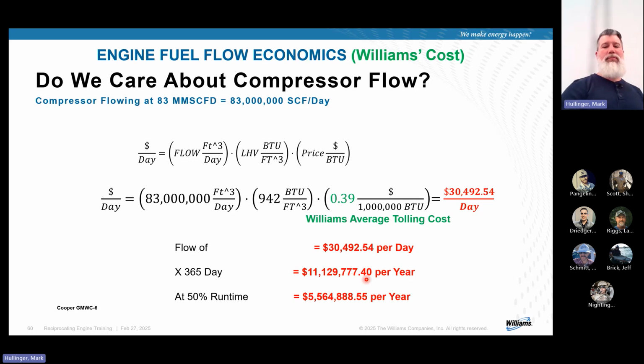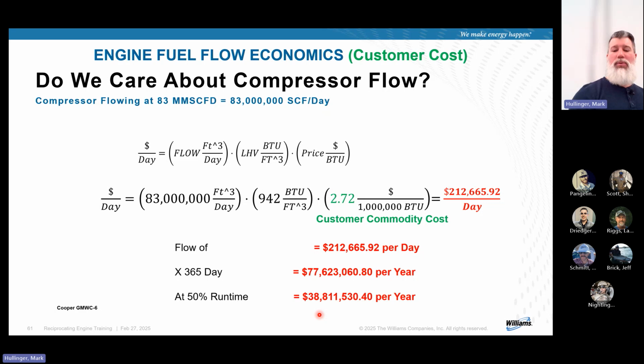And if it's running half the time, that's 5 million a year. So that one engine's throughput is 5 million a year. Okay. So times that by a transco station of 10 in a row, or 4 in a row, or something at some of our recip stations. So that's what we stand to gain.